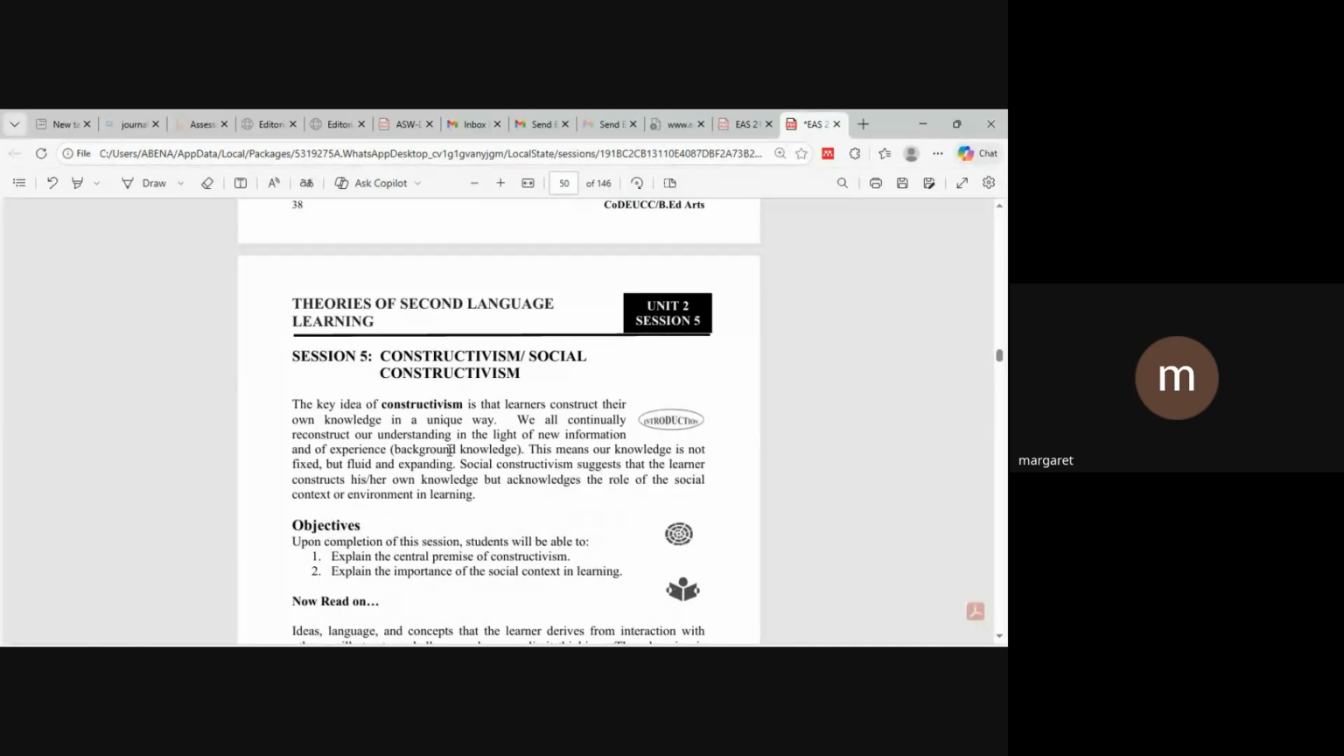Now, we have constructivists who are saying that learners do not only have that inbuilt ability, they are also able to do something with that ability. They are able to construct and reconstruct knowledge. They don't only use the knowledge we give them, they build something out of the knowledge. That is the constructivist theory.